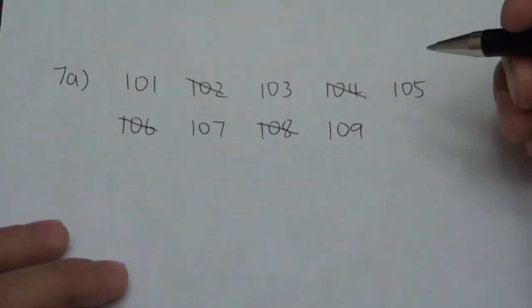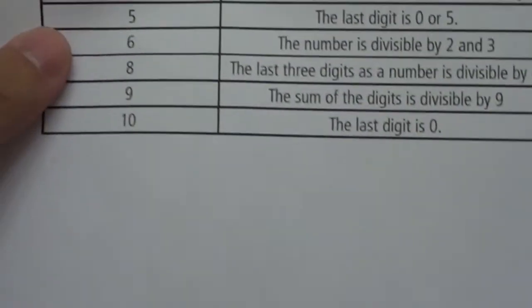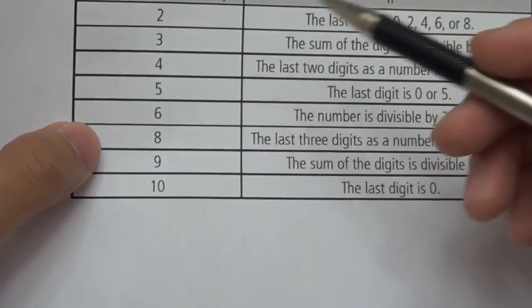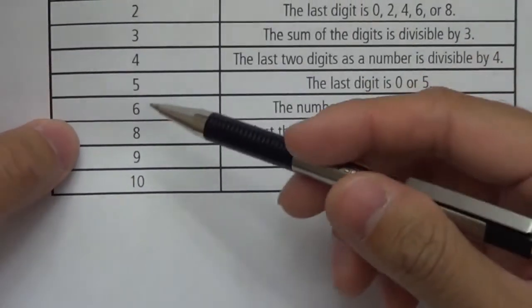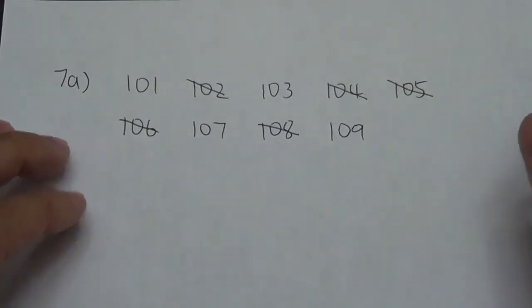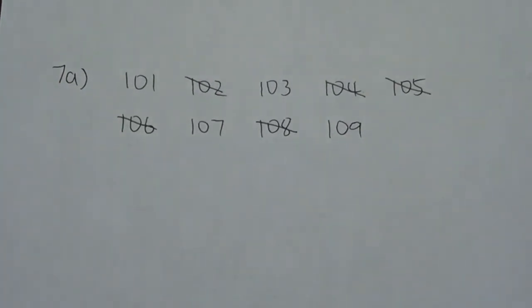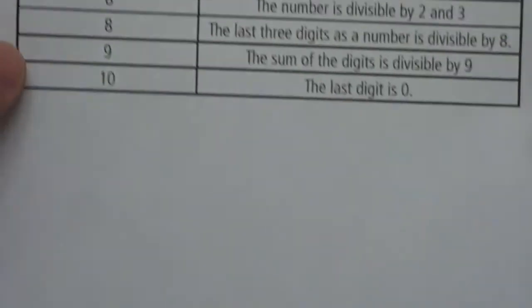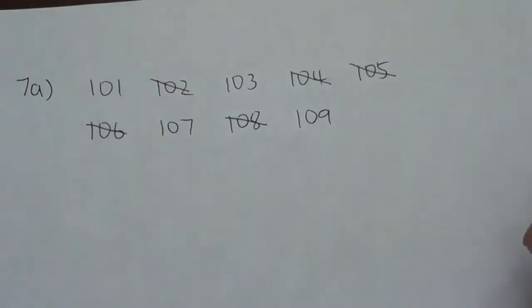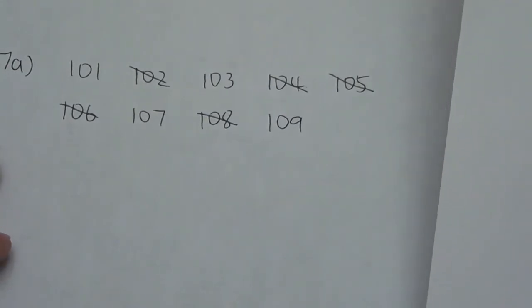Then I can go ahead and eliminate 105 because it's divisible by 3, since 1 plus 0 plus 5 is 6, and it's also divisible by 5 because it's ending in 0 or 5. That leaves me with 101, 103, 107, or 109. Now, you can just pick one at random and then go through the rest of the list, because we don't need to go past number 10. If we go through the list and none of the rules apply, then we can confidently say that it is a prime number.